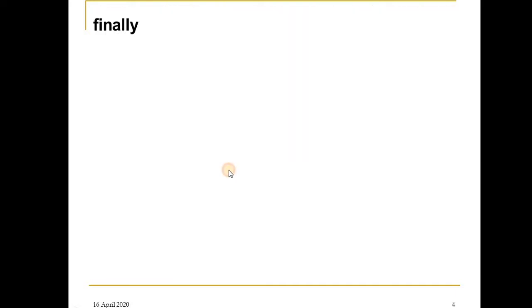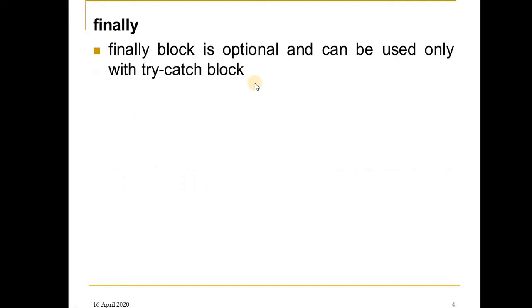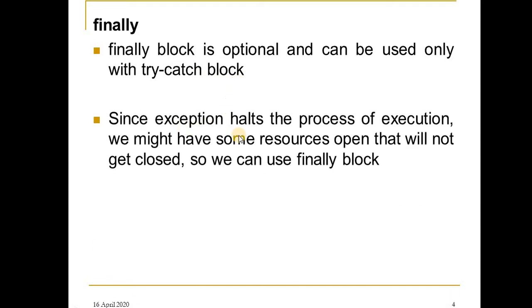Next is finally. Finally block is optional and can be used only with the try catch block. Since an exception halts the process of execution, we might have some resources open that will not get closed. So we can use the finally block. Some task that you want to perform, even if an exception arises or does not arise, such a task you will put within the finally block.